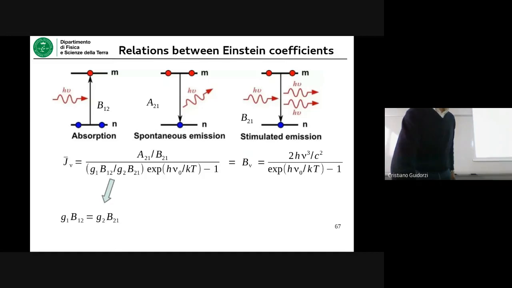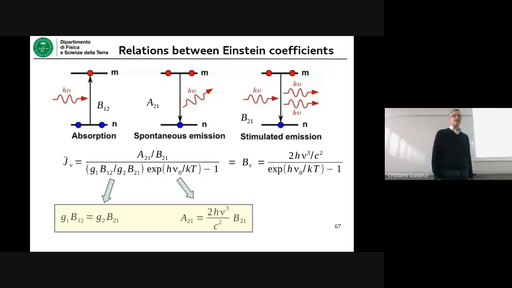And if you look at the numerator, you get the second one. The ratio between A21 and B21 must be equal to 2h nu cubed over c squared. And the beauty of this: these are called detailed balance relations because they are the result of the detailed balance that we set. You see, we derived this in the very special case of thermodynamic equilibrium.